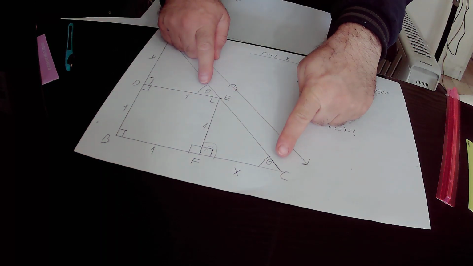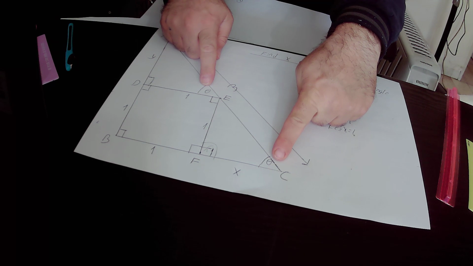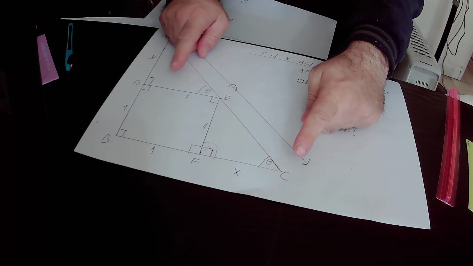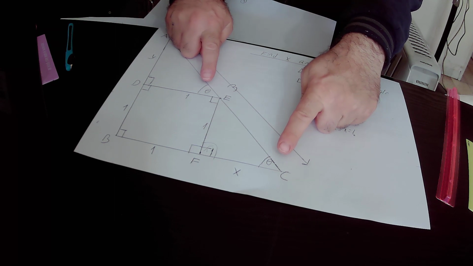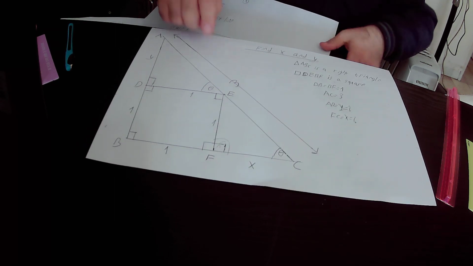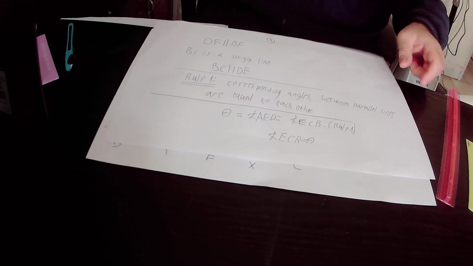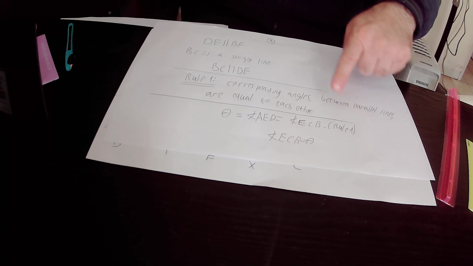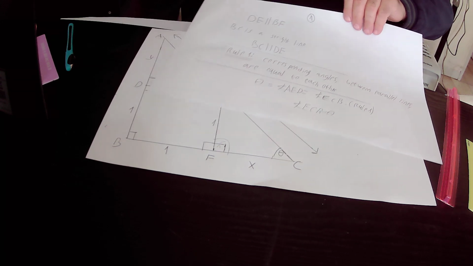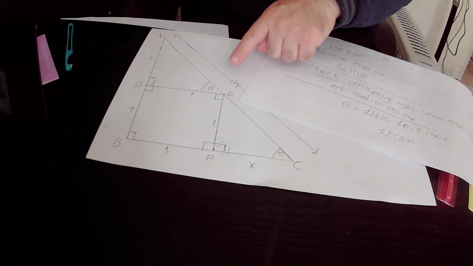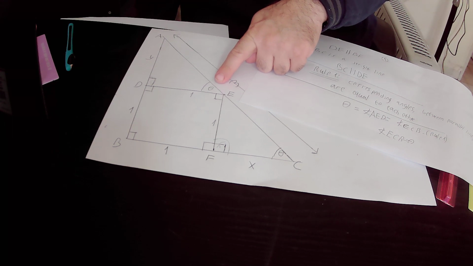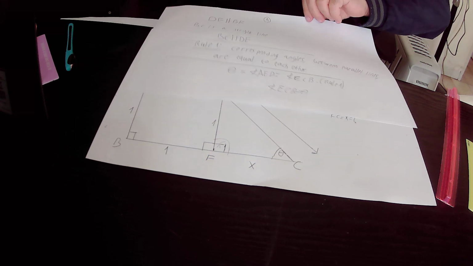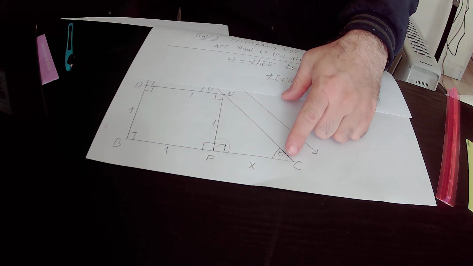Those two angles are defined as corresponding angles, and they are located between the parallel lines DE and BC. That is to say, DE is parallel to BC, therefore they are equal to each other according to rule number 1. That is to say, angle AED equals angle ECB according to rule number 1. If we define angle AED as theta, then according to this equation, angle BCE also equals theta.